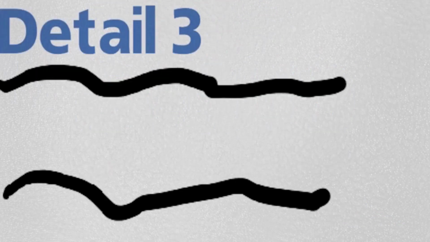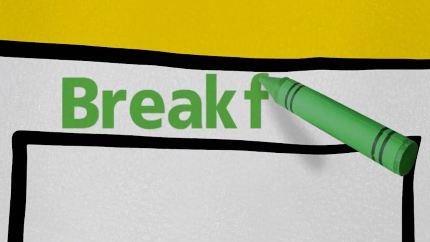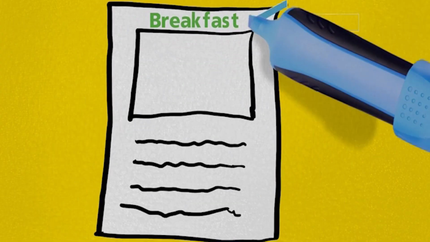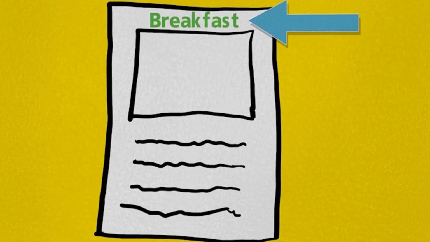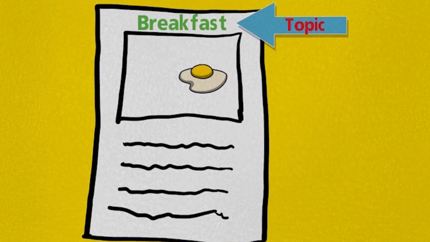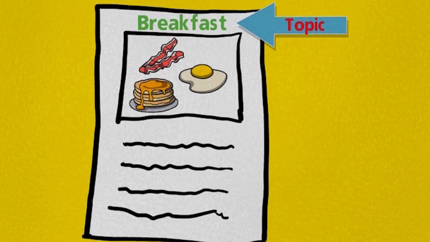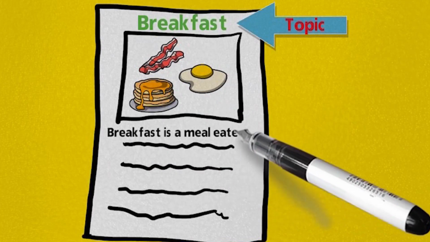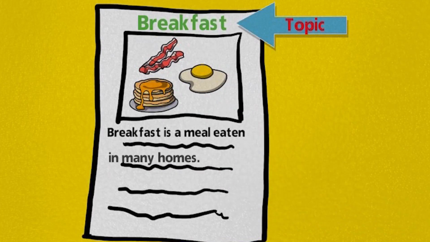Many times, knowing the topic of a passage will help you determine the main idea. The main idea is what the author is usually trying to say about the topic. Let's take a look at the topic breakfast. If you are reading an article about breakfast at home, breakfast would be the topic. You may want to say that breakfast is a meal that is eaten in many homes. This would be the main idea.